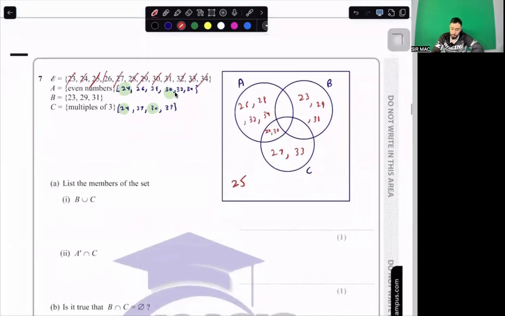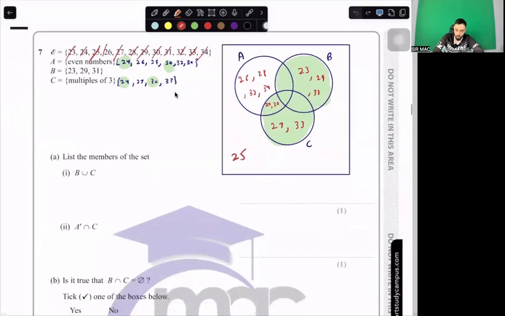Now B union C means everything that's either in B or C. So B union C would be 23, 29, 31, 24, 30, 27, 33. It can be in B, it can be in C, anything that even touches a part of C or B, that's all you have to write down. Union doesn't mean common; it means either in that or in that.